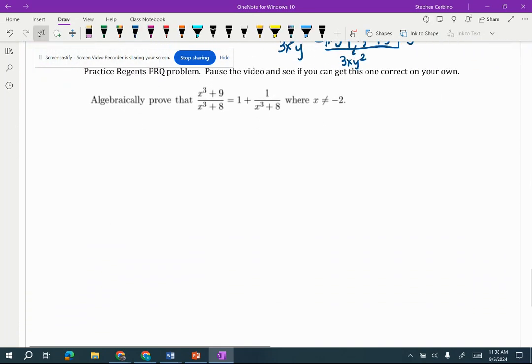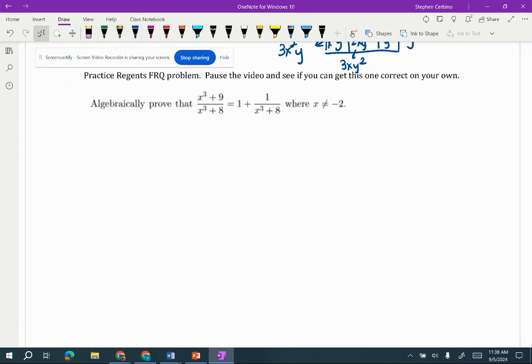The last question on this video asks us to algebraically prove. So they're telling us to prove that this is an identity. So that tells us it is an identity, so this is going to be true in some way, shape, or form.